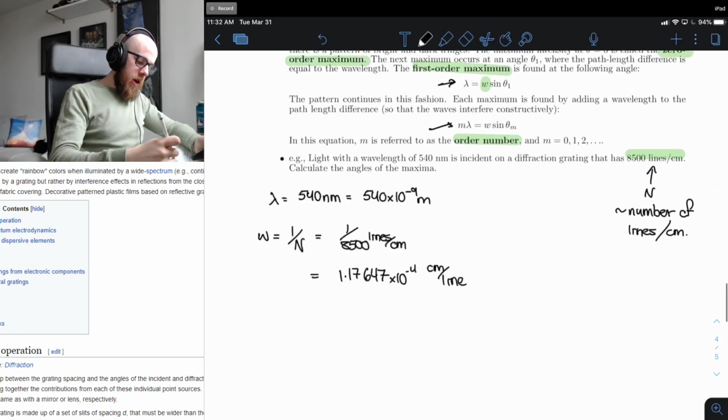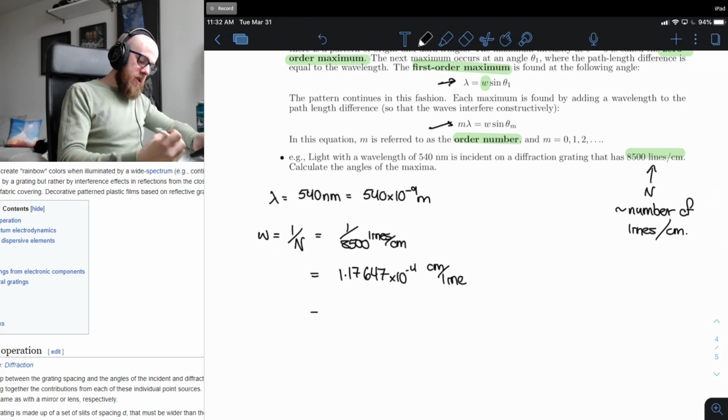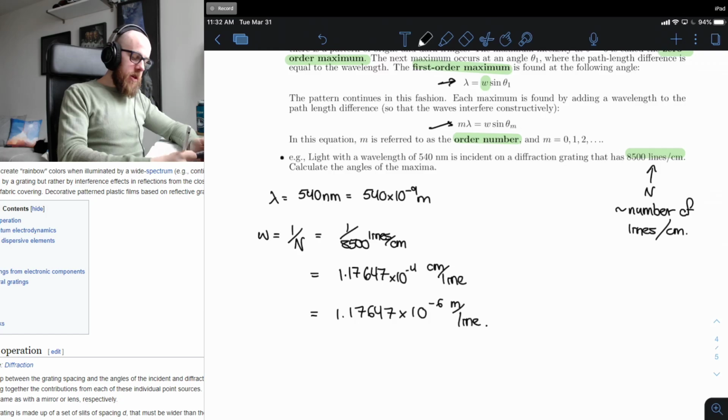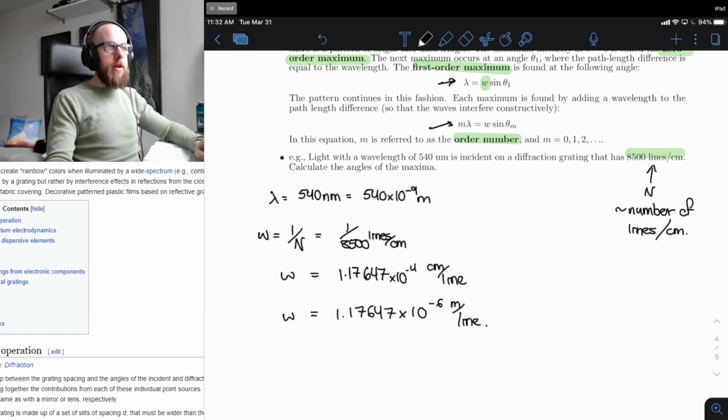But I need to also convert this to meters, so I'm going to divide by 100 here. So I get 1.17647 times 10 to the negative 6 meters per line. Now I'm all set, right? So this is my W value. I found the width of each line.